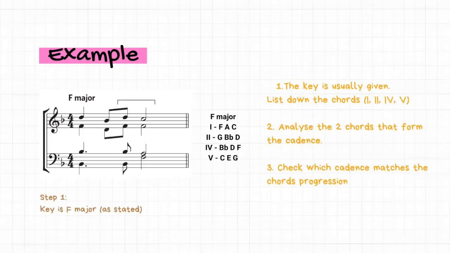Here is an example. The key is F major and we list down the chords 1, 2, 4, 5 in F major. Analyze the two chords that form the cadence. The two chords are 4A and 1A respectively. Check which cadence matches the chord progression. 4 to 1 is the combination for plagal cadence, so the answer is plagal cadence.